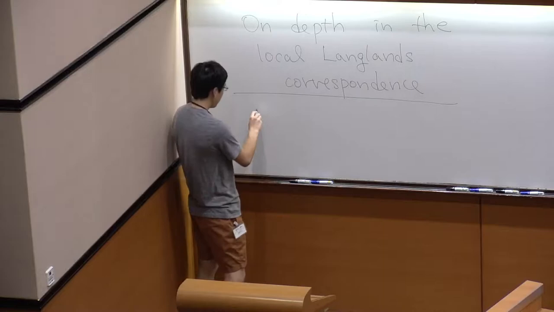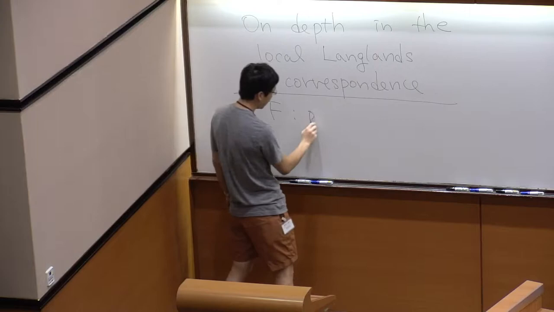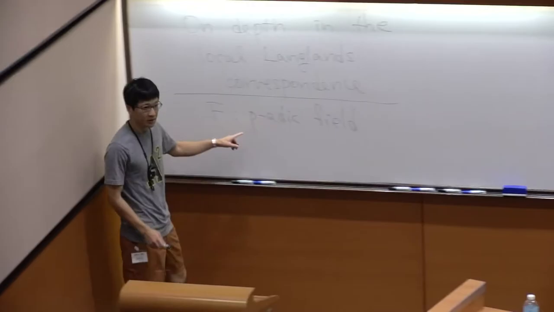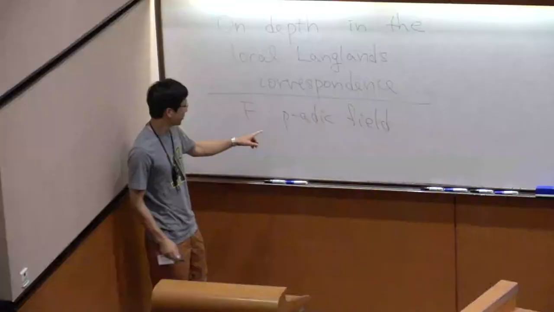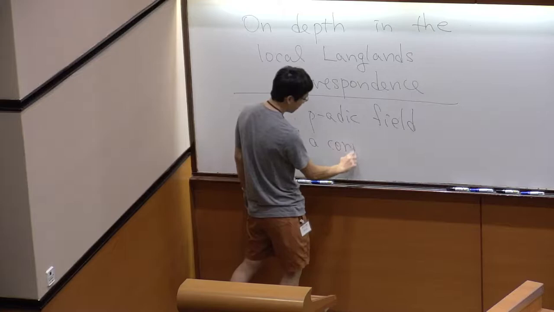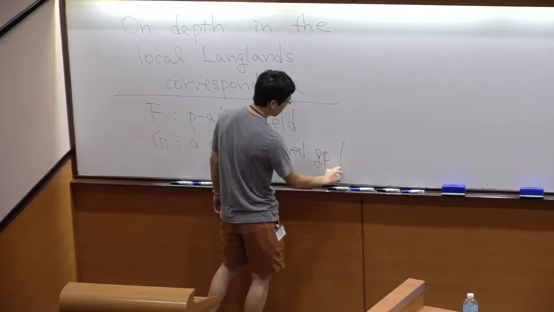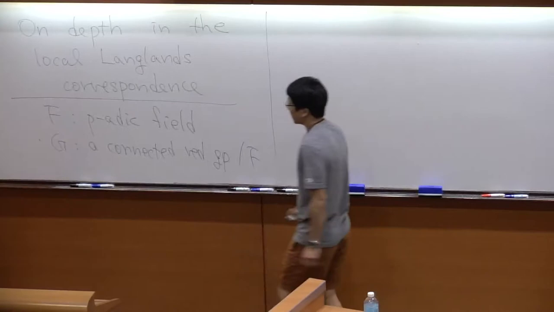Today, we will focus on p-adic groups. So let F be a p-adic field. Namely, this is a finite extension of Q_p. And we consider a connected reductive group G over F. Then, as explained last week, we can consider the local Langlands correspondence for this group G.